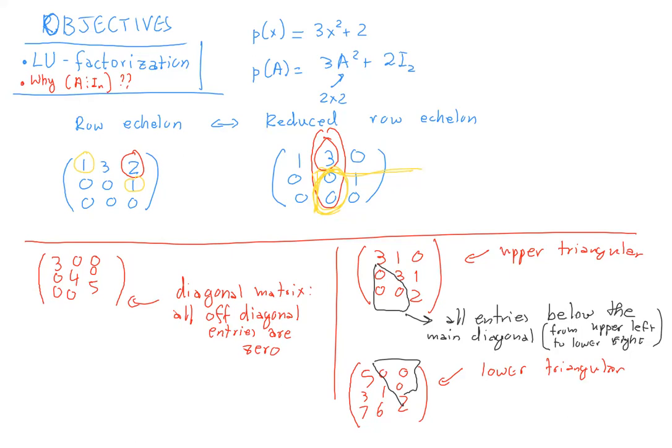And it is true that products of upper triangular matrices are upper triangular, products of lower triangular matrices are lower triangular, and products of diagonal matrices are diagonal. In fact, a matrix is diagonal if and only if it is both upper triangular and lower triangular at the same time.